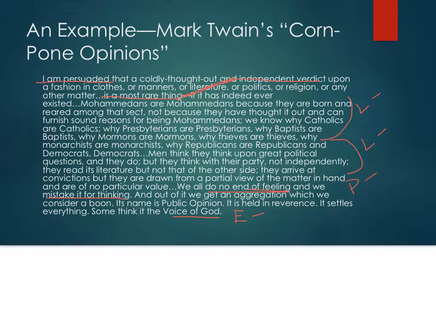This is very specific as to why Mohammedans are Mohammedans, and he goes on to give the rest of those examples, the Catholics, Presbyterians, Republicans, etc., but it's only in that first one that he really explains why this is a significant detail. So I'd say that that is certainly a key one, not necessarily because it's talking about Mohammedans, but because it's very specific about why they believe what they believe. That to me stands out as very important.